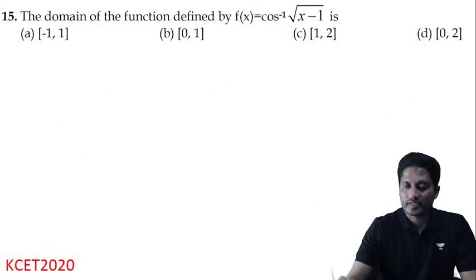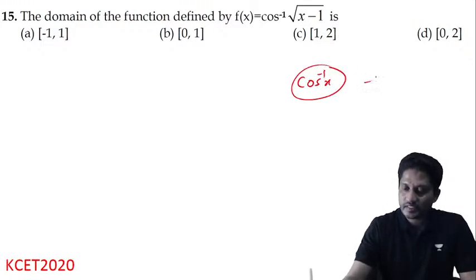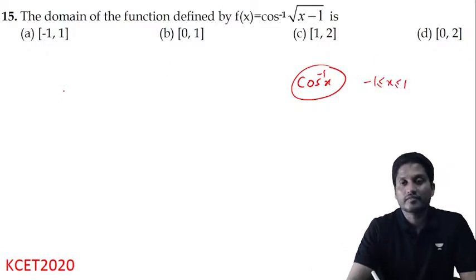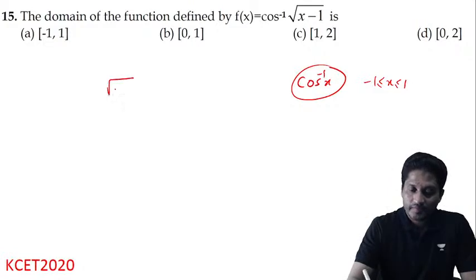What is the domain of this function? See, cos inverse of x is defined. The domain of cos inverse of x is x lies between minus 1 and plus 1. So for cos inverse of root of x minus 1, root of x minus 1 should lie between minus 1 and plus 1.